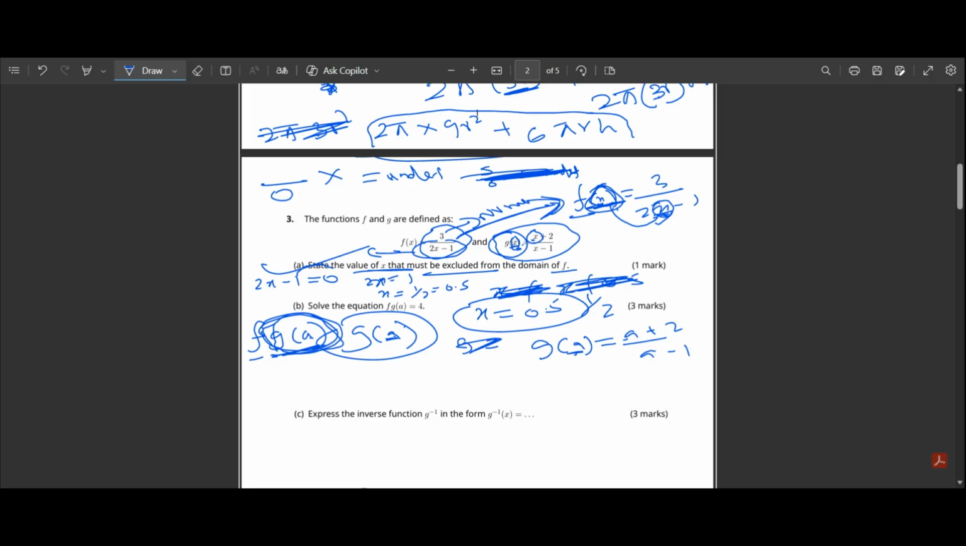Okay, leave it. So now, what function? Here see 3 over 2x minus 1. Instead of x, they are telling us to put g(a). So what is g(a)? This one: a plus 2 divided by a minus 1. Here there is minus 1, so minus 1. That's it.